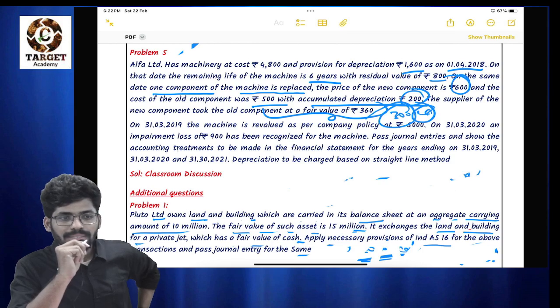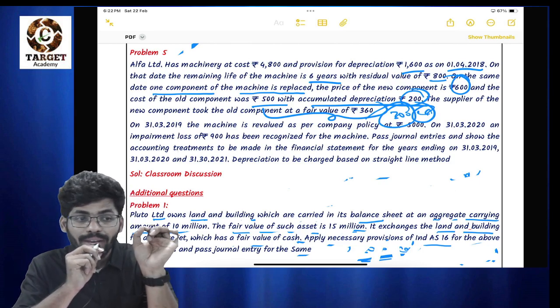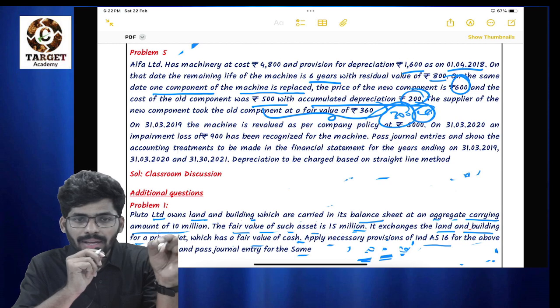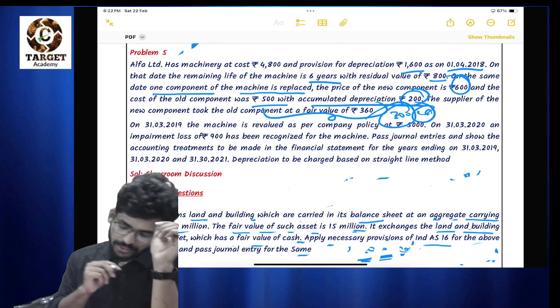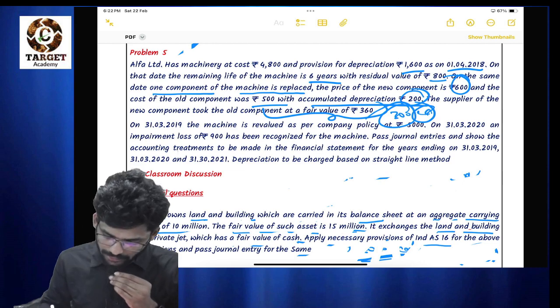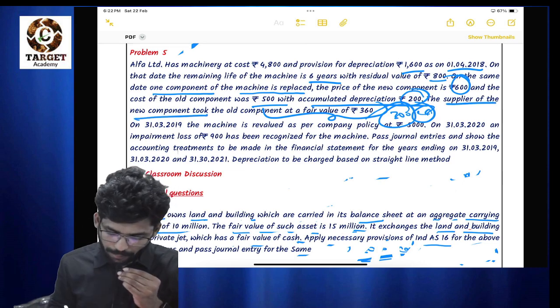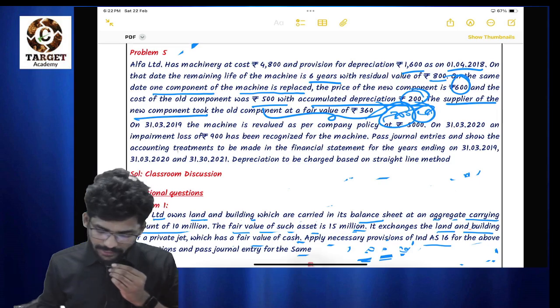How much amount? 300, because we need to derecognize the carrying amount only. What is the carrying amount here? Cost minus accumulated depreciation. How much? 300. That's it. The supplier of the new component took the old component at a fair value of rupees 360.